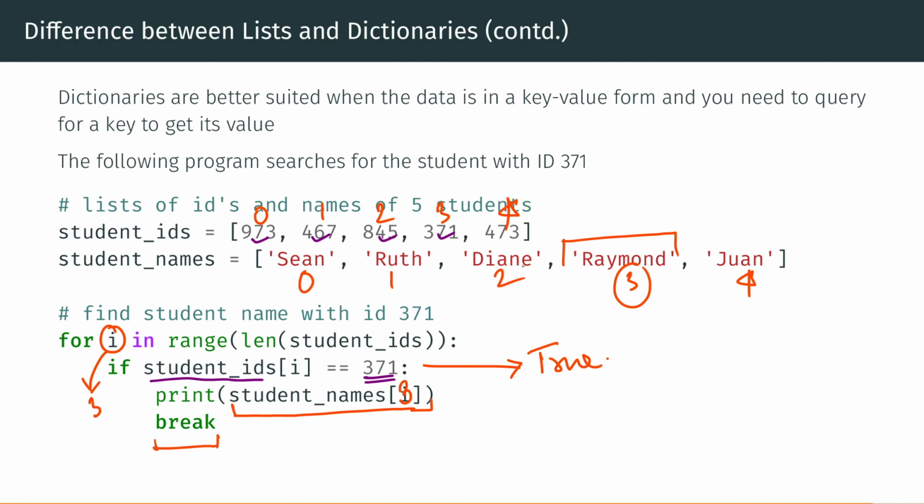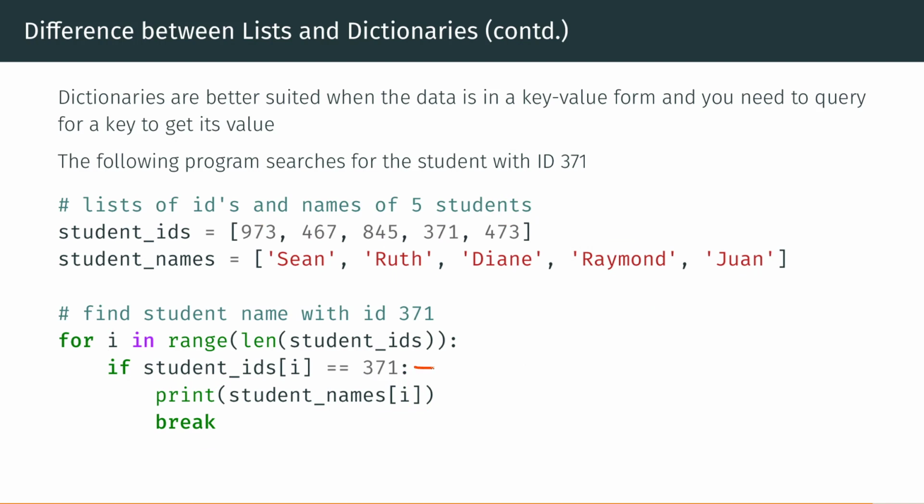Okay, that's okay, because this is unique, right? So once we have found 371, there mustn't be any 371 anywhere else, right? But if we don't find it, if this condition evaluates to false, we go back and search for the next i. So if this evaluates to false, we go to the next element and the next element, and keep going until this evaluates to true. Okay, so this is how you would search a list of IDs and names for a given ID, or search for a given student.